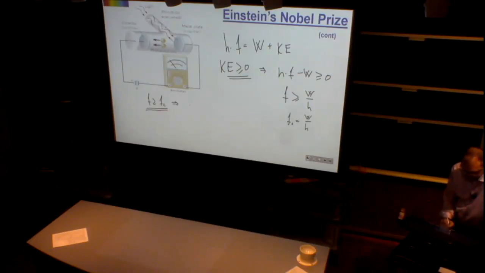Hence, photoelectrons do not exist if the frequency of light is less than the critical one. No electrons are ejected. That's it.